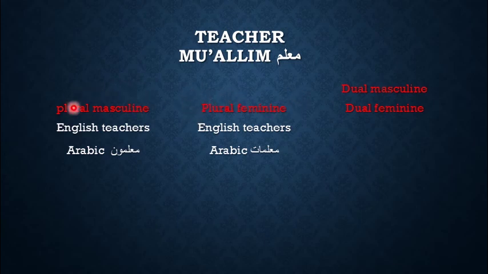So we have the same number, which is plurality. We have plural, but plural masculine differs from plural feminine in Arabic. The inflection that distinguishes the plural feminine form is different from that in the plural masculine form, muallimun and muallimat. Okay, let's come to duality, which signals 2.